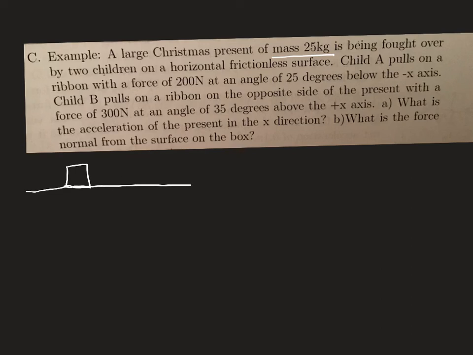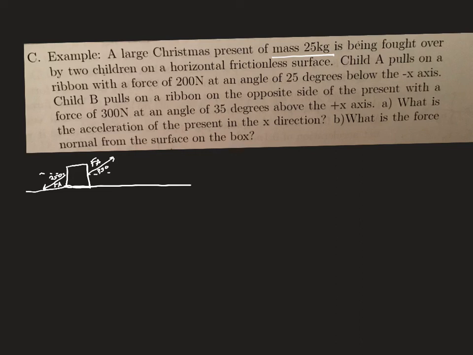Child A pulls on a ribbon with a force of 200 newtons at an angle of 25 degrees below the negative x-axis. So we're going to be pulling down this way, 25 degrees, so this is force A. And then child B is on the opposite side, and that child is pulling up this way with 300 newtons at 35 degrees. And we want to know what the acceleration in the present is in the x direction and what the force normal from the surface on the box is.